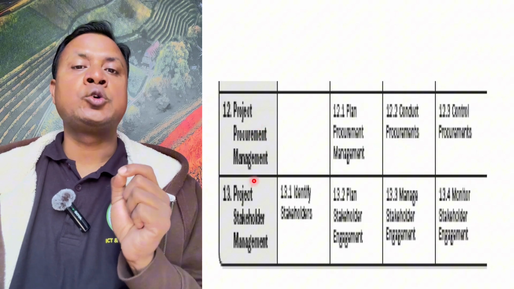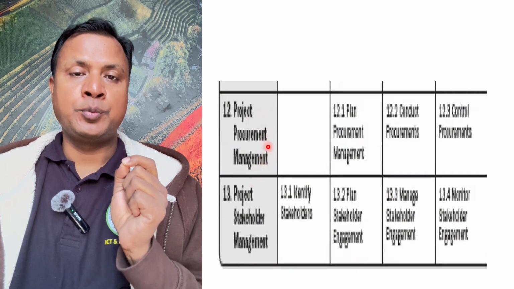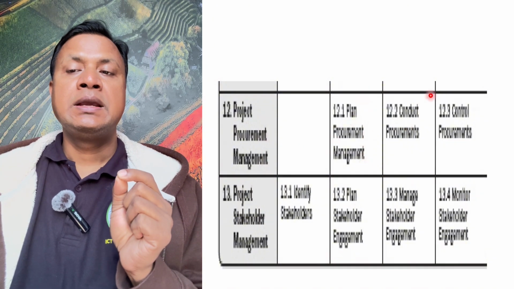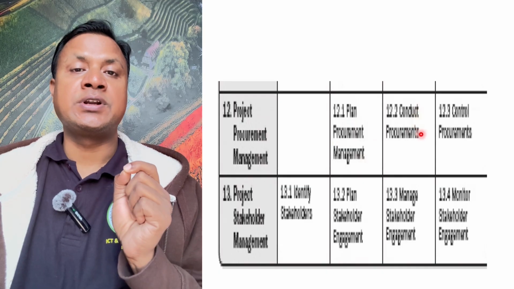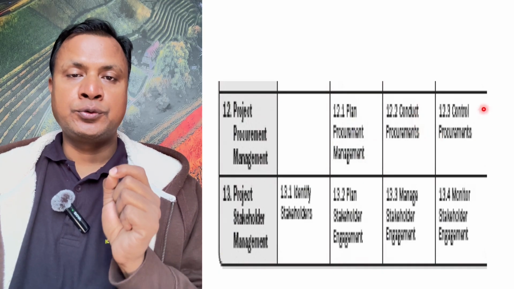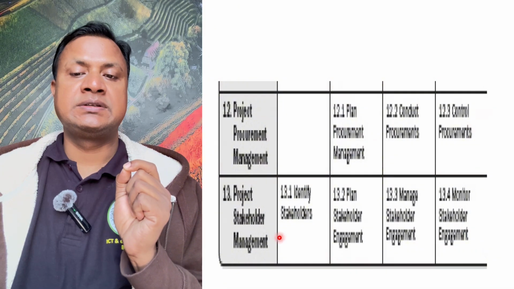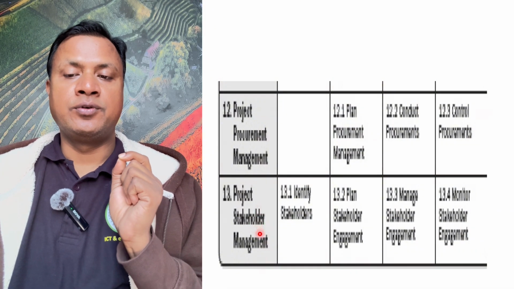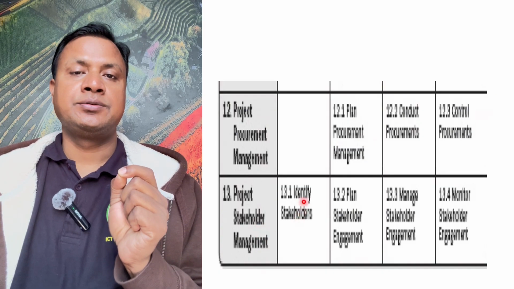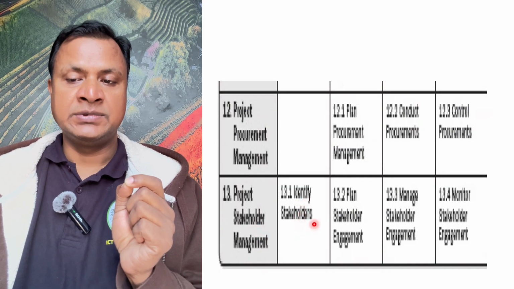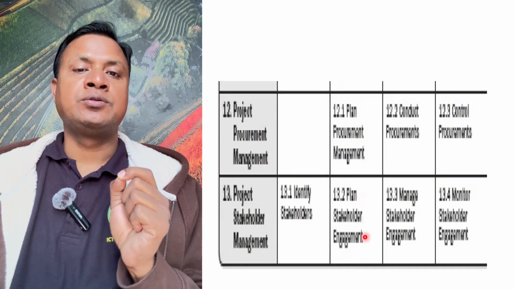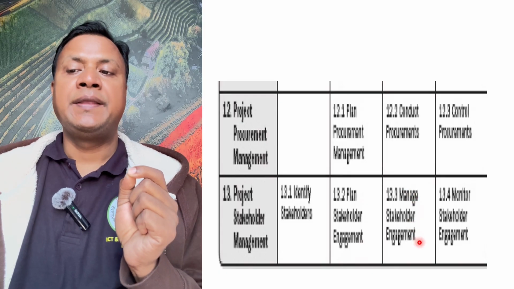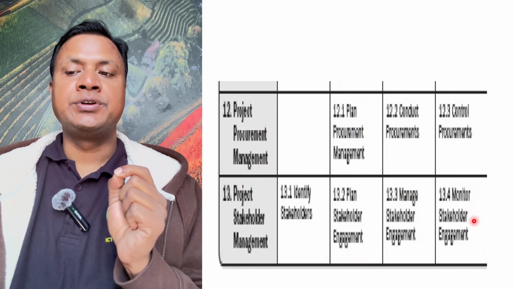Now project procurement management. In the planning stage, we plan procurement management. In the execution stage, we conduct procurements. And in the monitoring and controlling stage, we control procurements. The last one is project stakeholder management. In the initiating stage, we identify stakeholders. Then we plan stakeholder engagement, then we manage stakeholder engagement, and then we monitor stakeholder engagement.